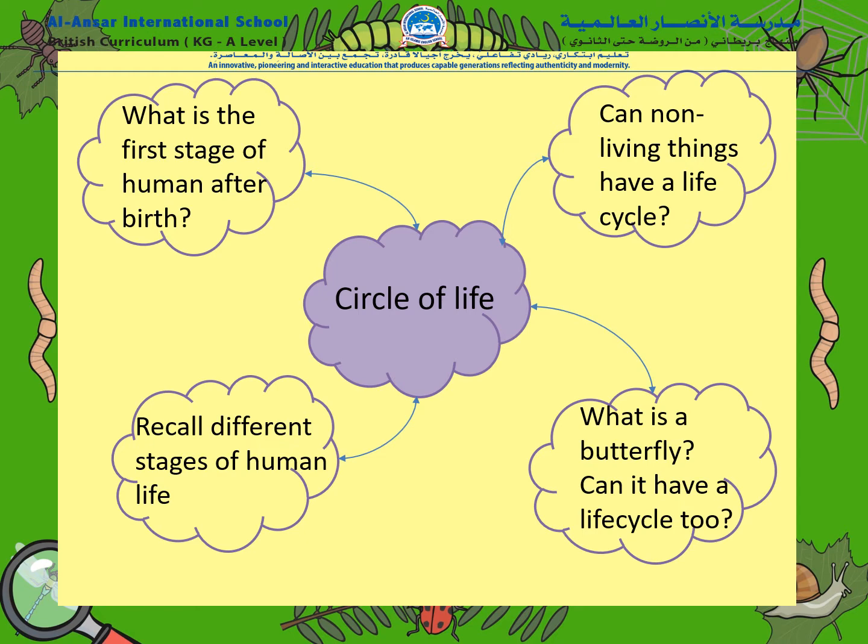Look at the next question. Recall different stages of human life. The first stage after birth is baby. Then from a baby, a human changes into a toddler. From a toddler, it changes into a child and then a teenager and then adult. And that's not all. After adult, it changes further into an older or elderly person. And then a human or any living thing dies, because anything that is alive will die one day.